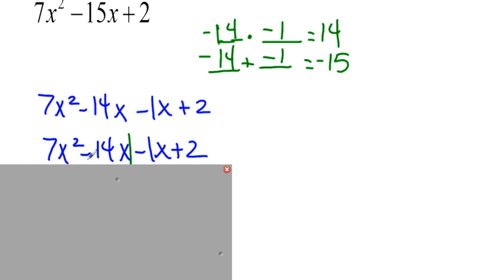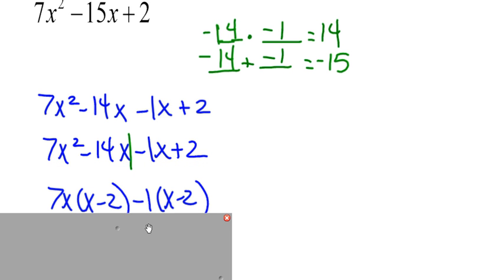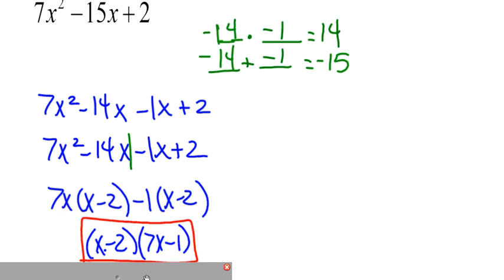So the pair on the left, we could divide out a 7x. The pair on the right, we could divide out a negative 1. So we'd have 7x times x minus 2, and then you've got your negative 1 times x minus 2. X minus 2 is being multiplied by both 7x and negative 1, and we have our factored form.